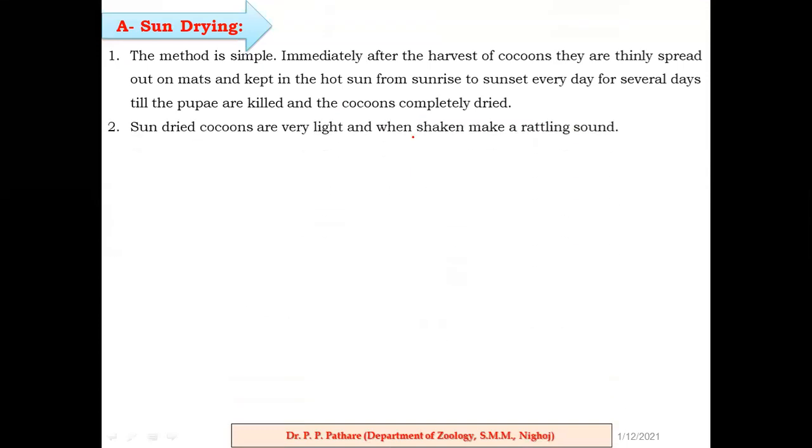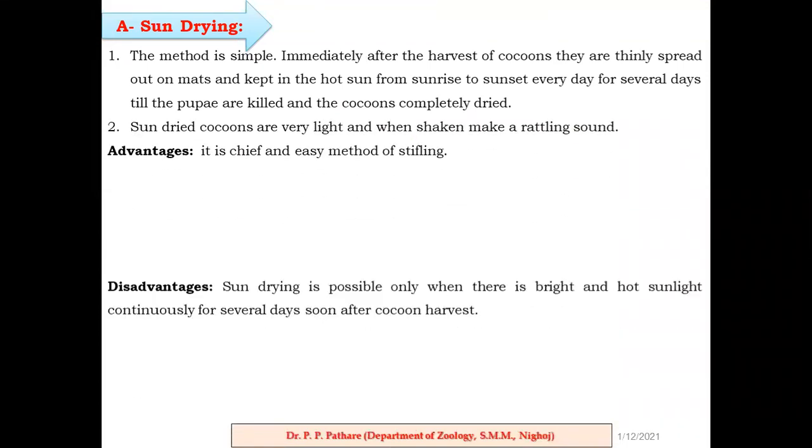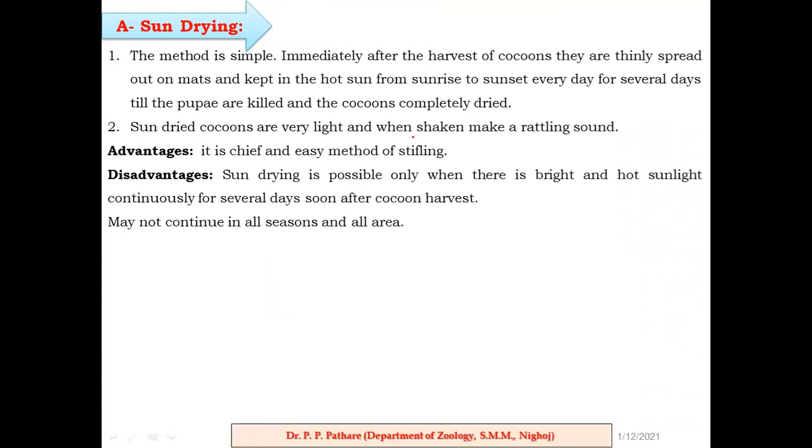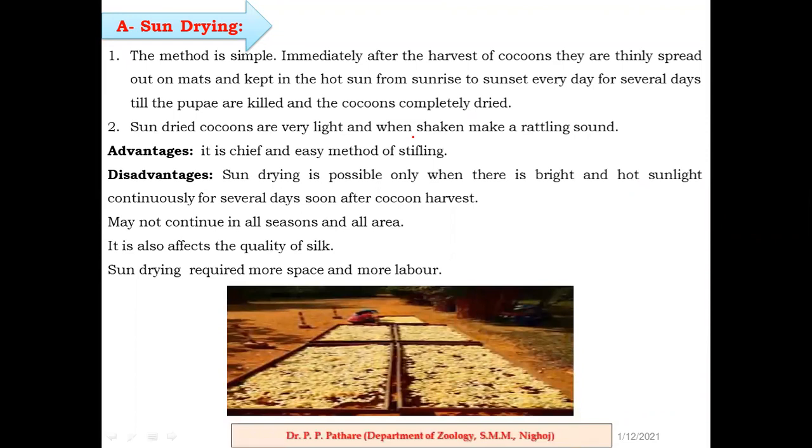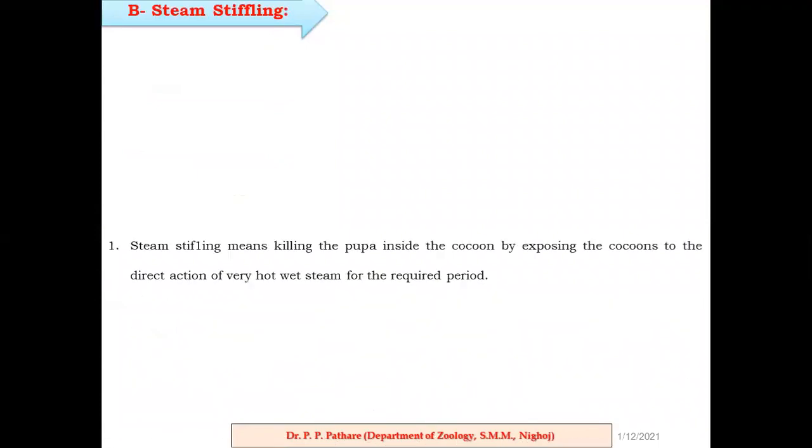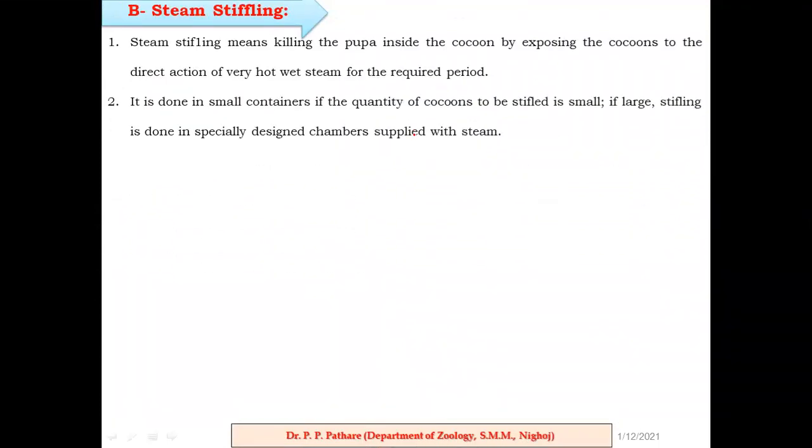In the last video lecture, we completed the first important type of post-harvesting process, that is sun drying. In that, we took information regarding what is sun drying, what is the importance of sun drying, then advantages of sun drying, then disadvantages of sun drying. The last point of the last video lecture was steam stippling.